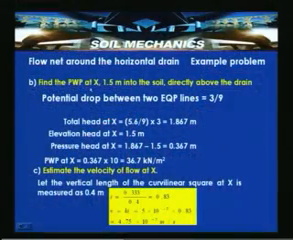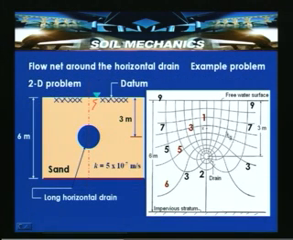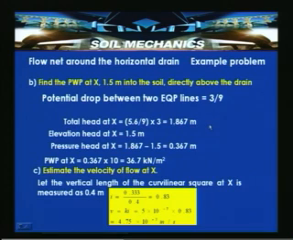Now flow net around the horizontal drain, the same problem which we continue now. Find the pore water pressure at X, 1.5 meter into the soil directly above the drain. That means if you go into the previous slide, this is X, which is 1.5 meter below the ground surface and directly above the center of the drain. So there we are required to determine the pore water pressure.